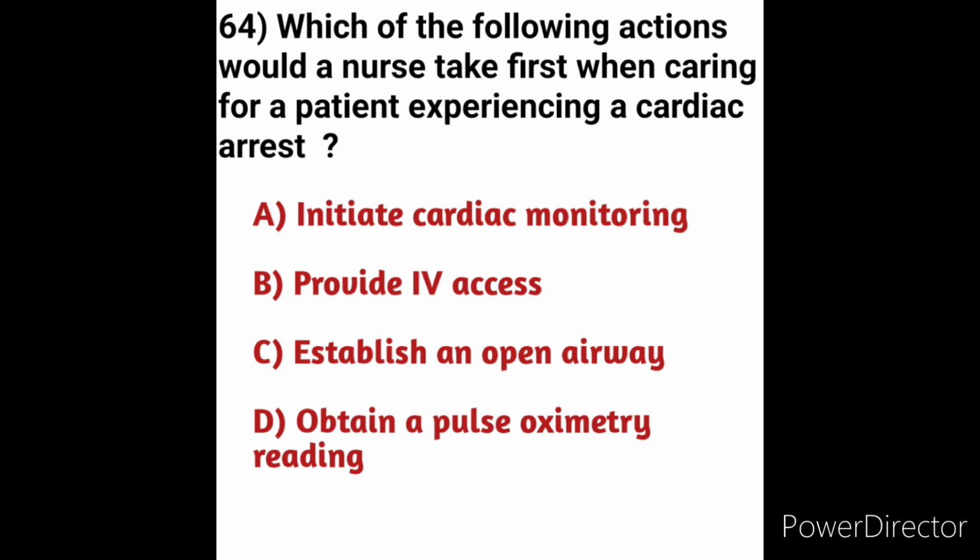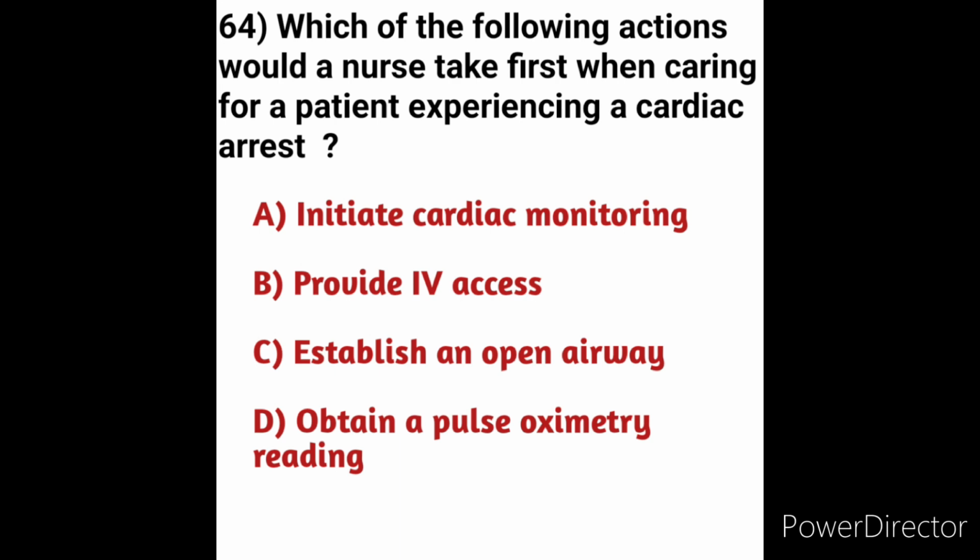Which of the following actions would a nurse take first when caring for a patient experiencing a cardiac arrest? What is the first action the nurse has to take? We will see the options. Option A, initiate cardiac monitoring. Option B, provide IV access. Option C, establish an open airway. Option D, obtain a pulse oximetry reading.